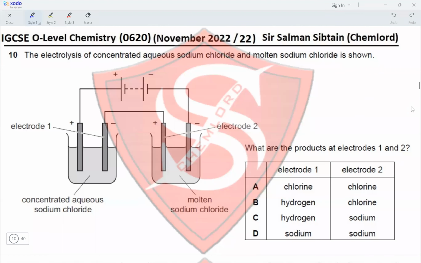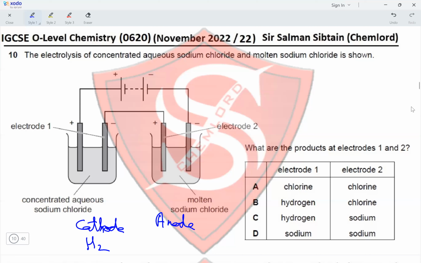Question 10. The electrolysis of concentrated aqueous sodium chloride and molten sodium chloride is shown. Okay, what are the products at electrodes 1 and 2? Electrode 1 is the cathode and electrode 2 is the anode. So reduction takes place at the cathode. So we have concentrated aqueous sodium chloride. So what would be produced at the cathode via reduction? It would be hydrogen gas.